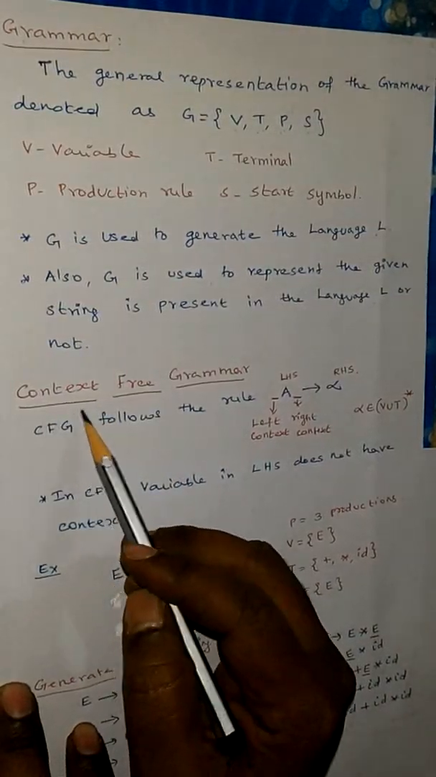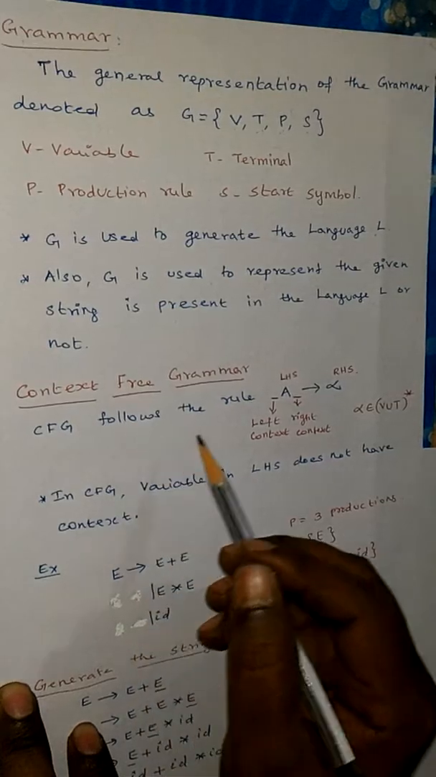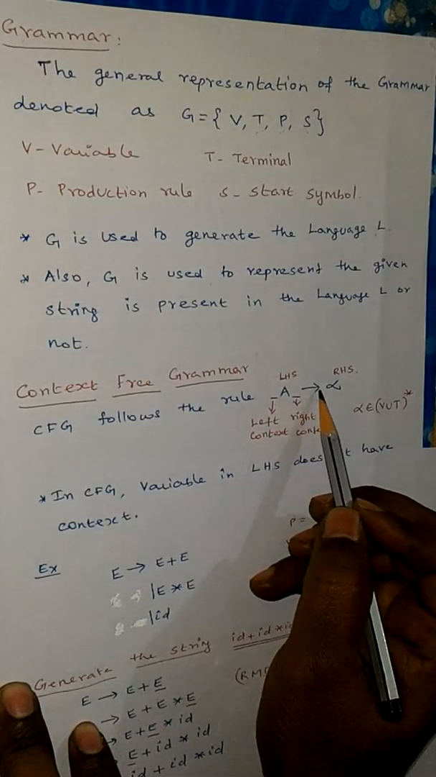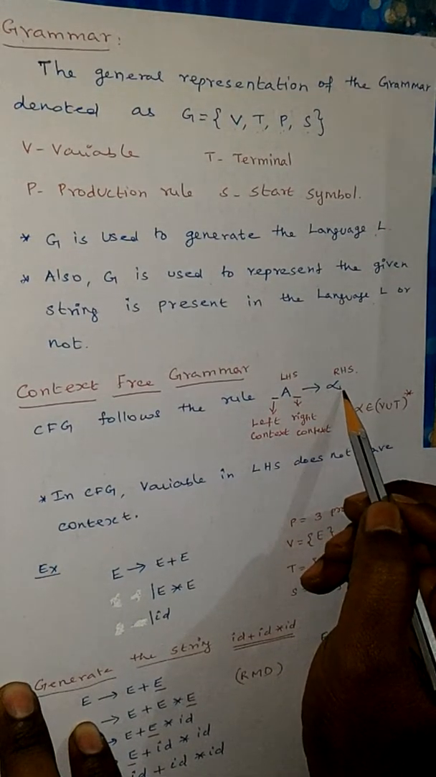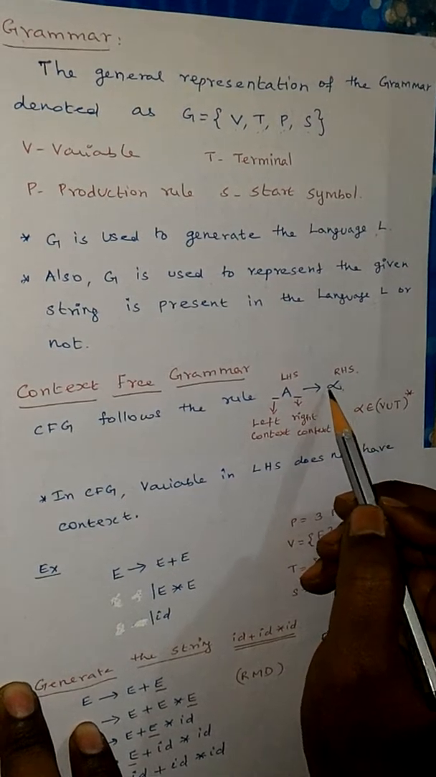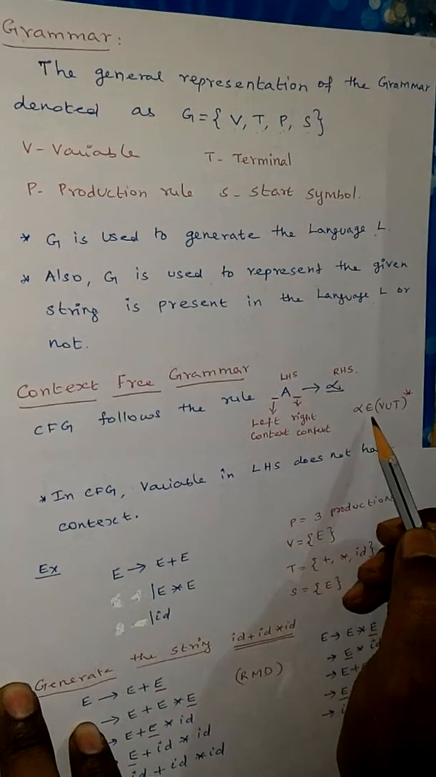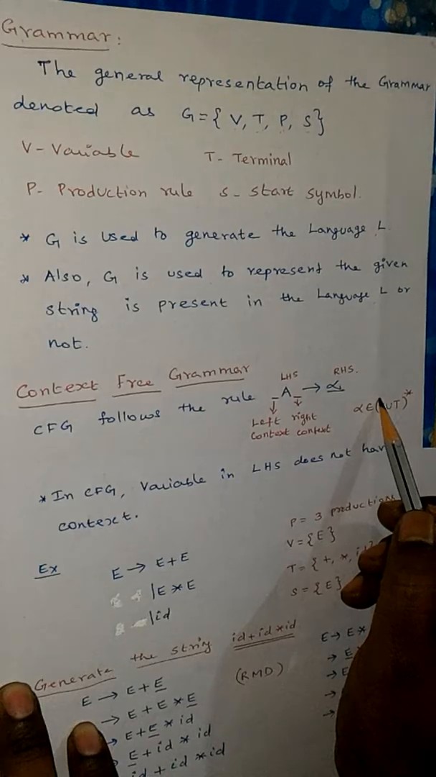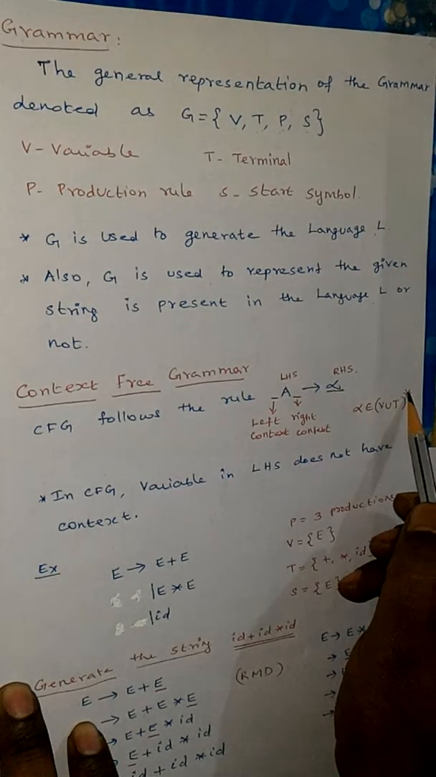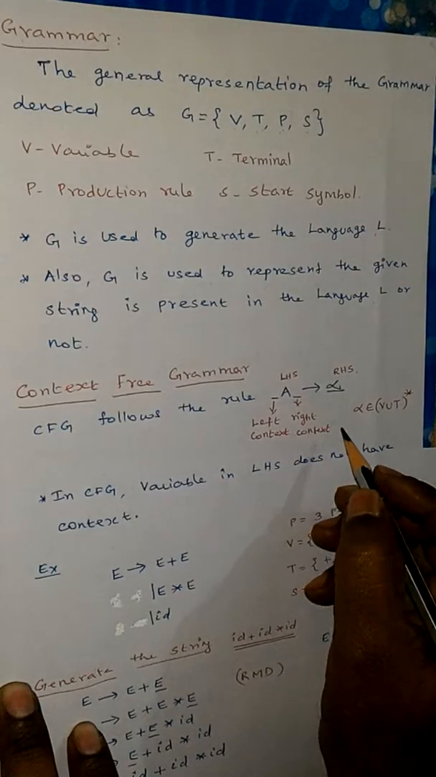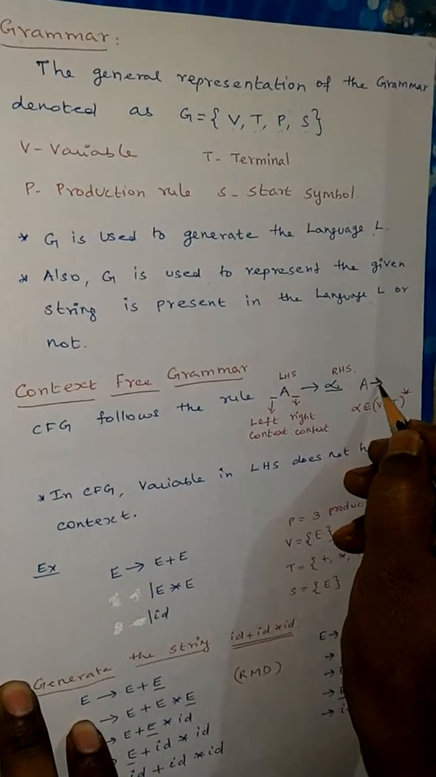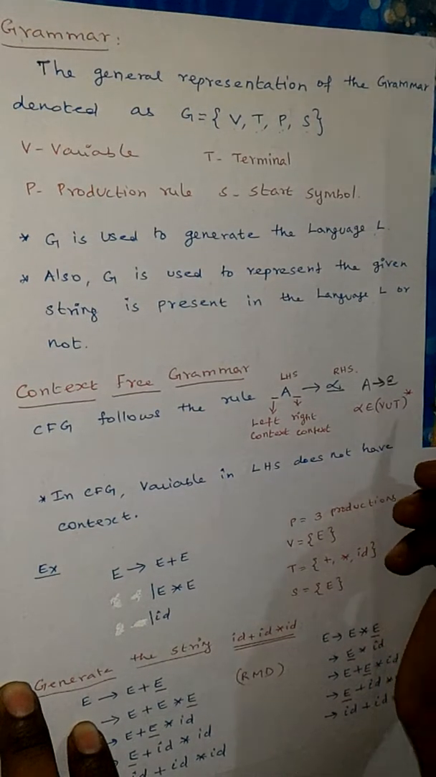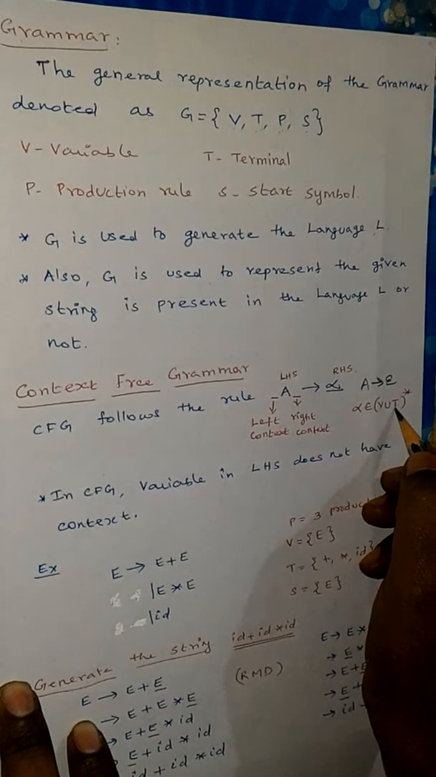In context free grammar, the rule is that the LHS variable produces a combination of variables and terminals. This is represented using alpha. So alpha contains the union of variables and terminals, that is (V union T) Kleene closure. Kleene closure in the sense that the context free grammar allows epsilon also. That is the Kleene closure, either epsilon or any number of combinations of variables and terminals.